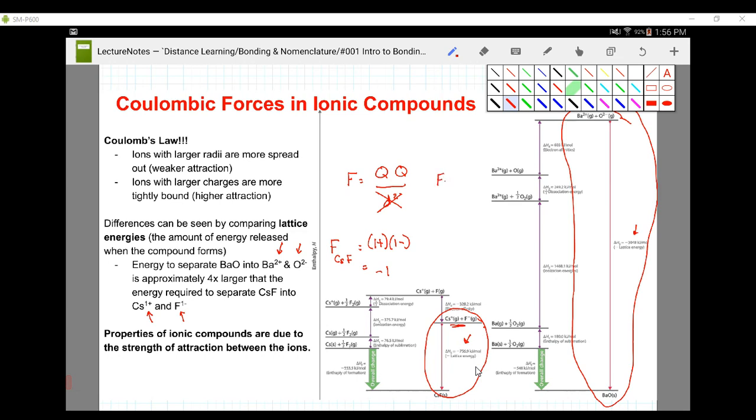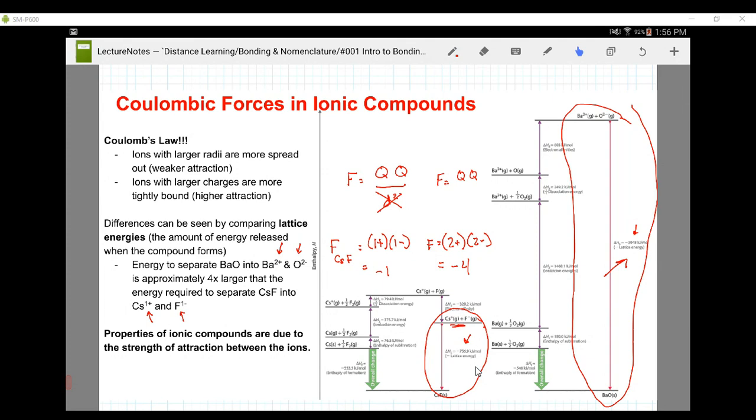Whereas if we do the same exact thing for barium and oxygen, we see that we had a 2 positive charge and a 2 negative charge. So the force between them is -4. So the force is about 4 times greater, which means it should require about 4 times as much energy to pull those things apart.